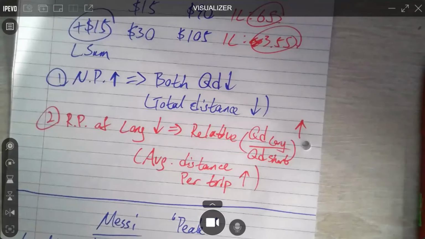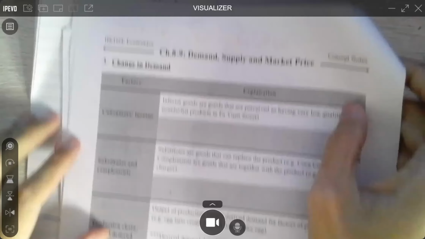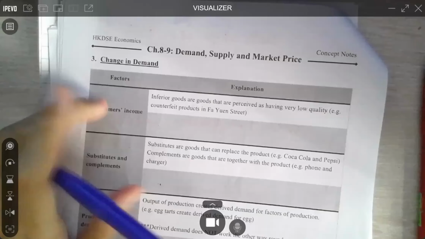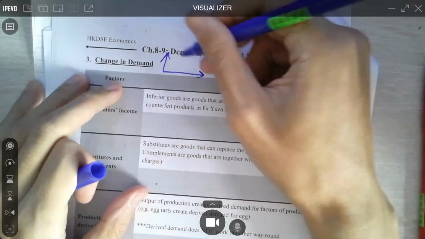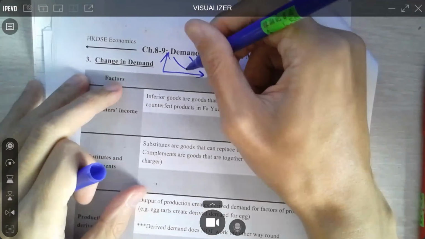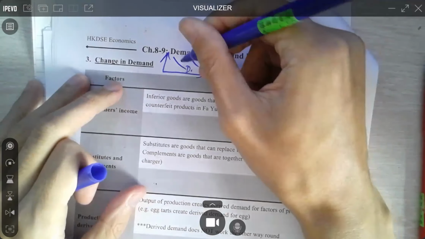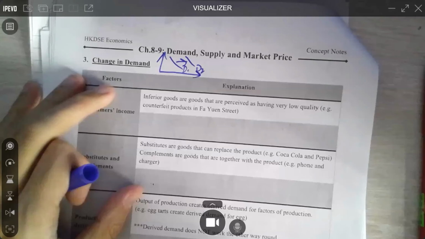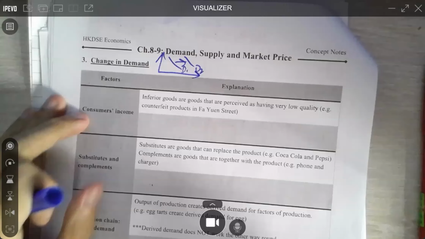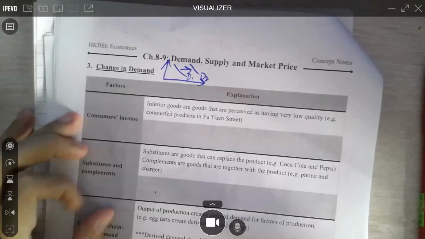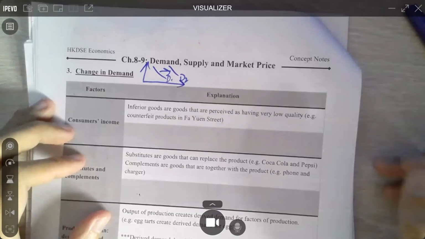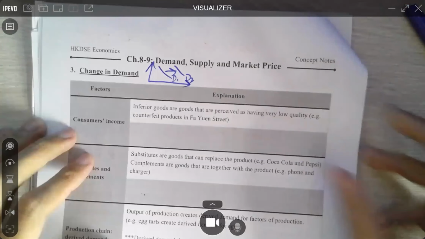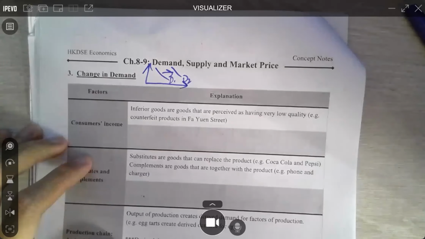Now, specifically this video, we are talking about changing demand. What is a change in demand? Graphically, it is like this. From D1 to D2, the whole demand curve shifts. Okay, the whole curve shifts. And in words? We said before that change in quantity demanded is when price changes, QD changes, right?